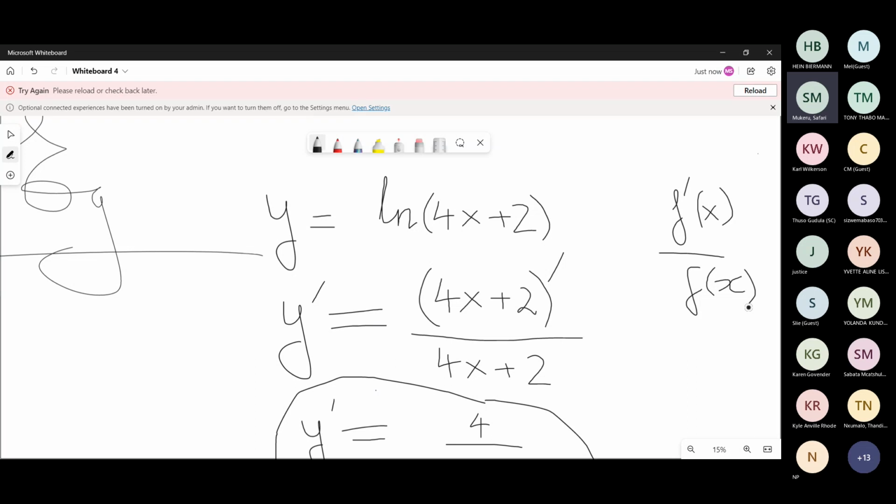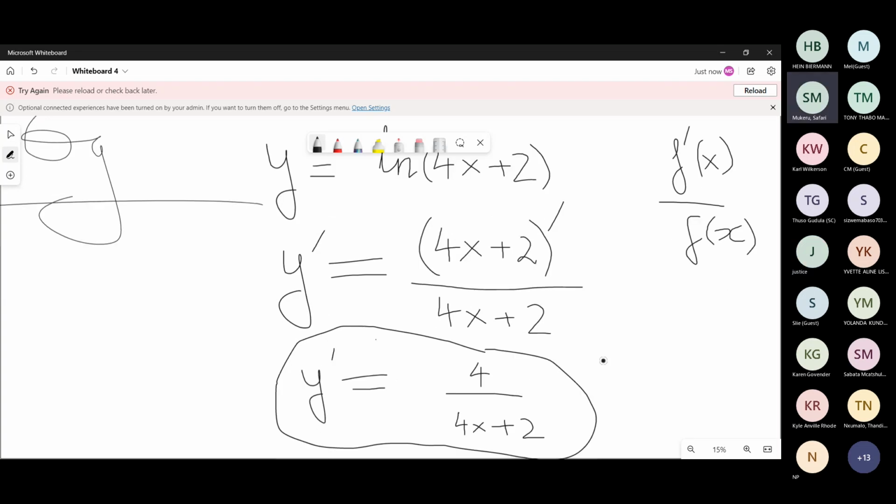Isn't it just something we take for fun? Remember, in mathematics everything is proven. We have to prove every formula, and that's how we compute this derivative. On top we have the derivative, but on the denominator we take the function itself without the derivative. Clear? Yes, sir. Excellent.